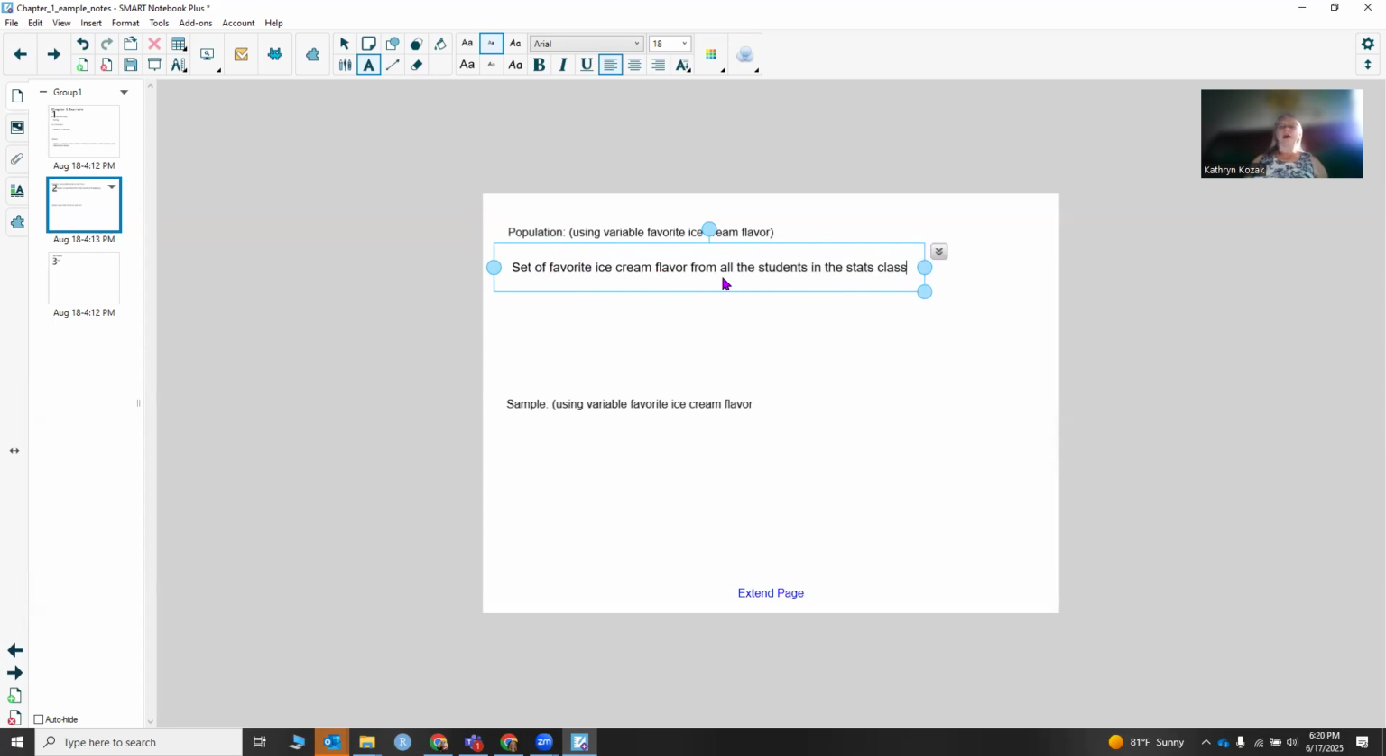So notice I now have the word all in there. It's all of them. I've told my reader I'm dealing with just the favorite ice cream flavor. I have all these variables over here that I can measure. This is the one I'm interested in. So it's telling my reader and myself which variable I'm going to analyze, which is the favorite ice cream flavor, and then who I'm actually measuring it from.